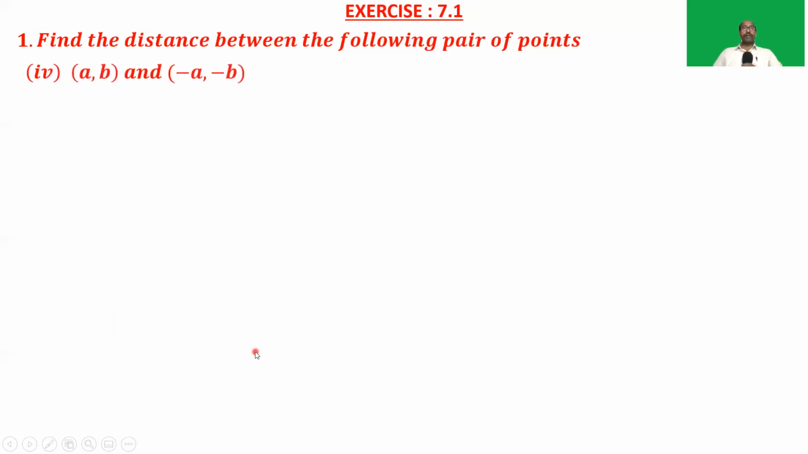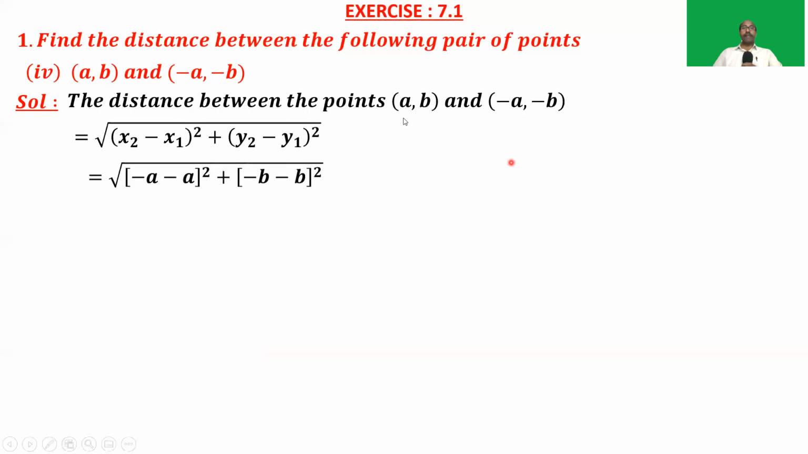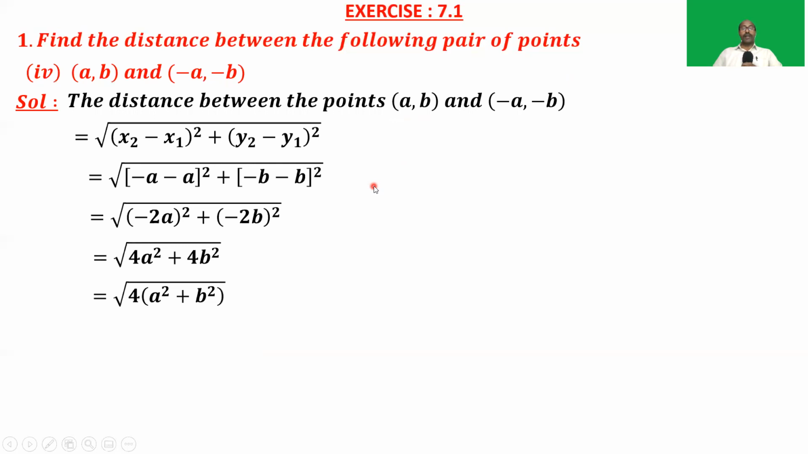And one more question, (a, b) and (minus a, minus b). So the distance between the points (a, b) and (minus a, minus b) is under root (minus a) whole square plus (minus b) whole square. So we get under root 4 into (a square plus b square), which is equal to 2 root (a square plus b square). Okay.